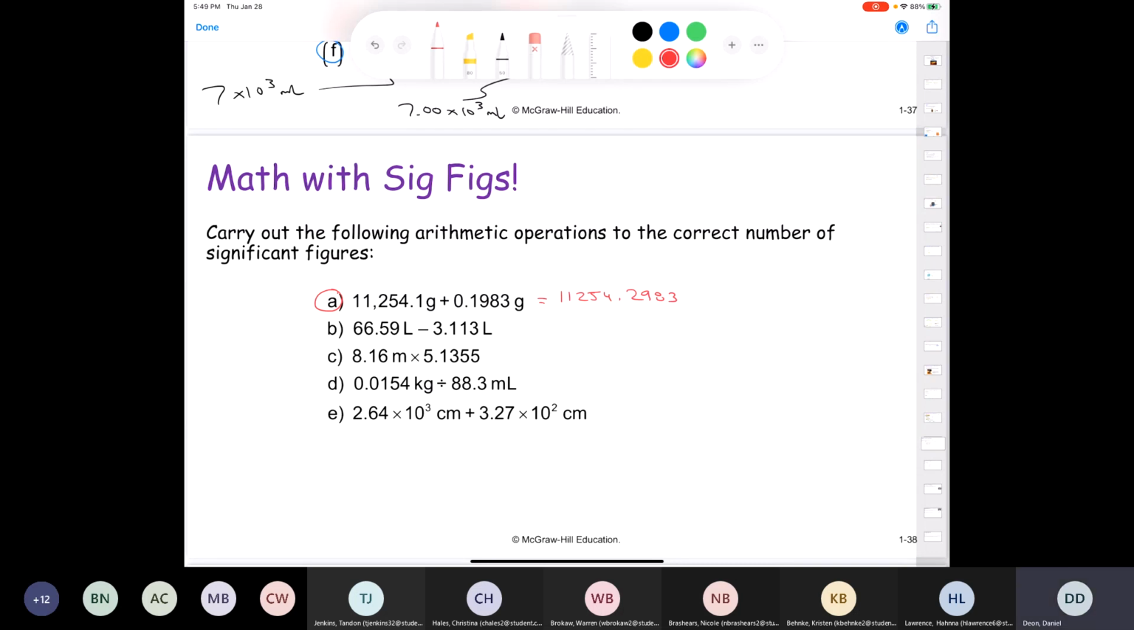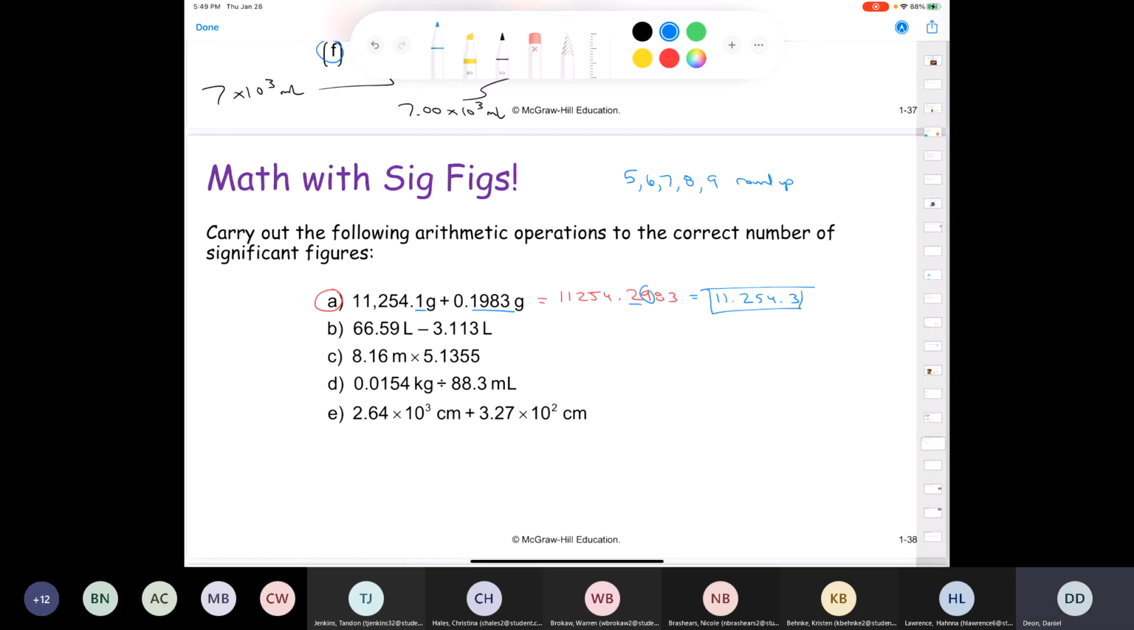Exactly. I can only report it to 1 because this is an addition problem. This number has 1 decimal place. This number has 4. Now, since it's a 2, and remember that if the number that follows it is a 5, 6, 7, 8, or a 9, then you're going to round up. And so this number would become 11,254.3 as your final answer, like that.